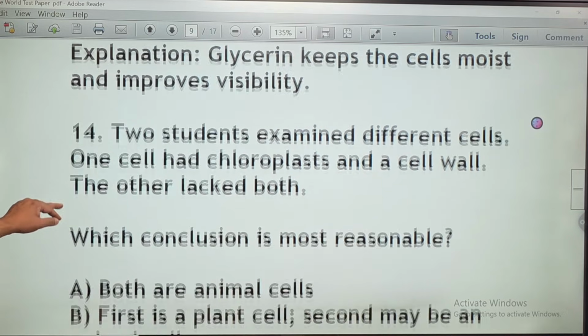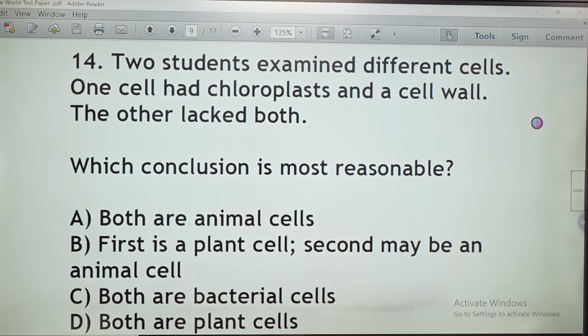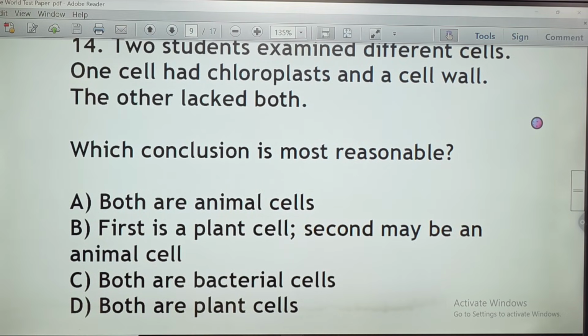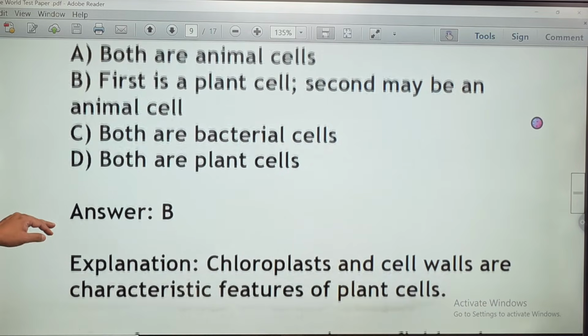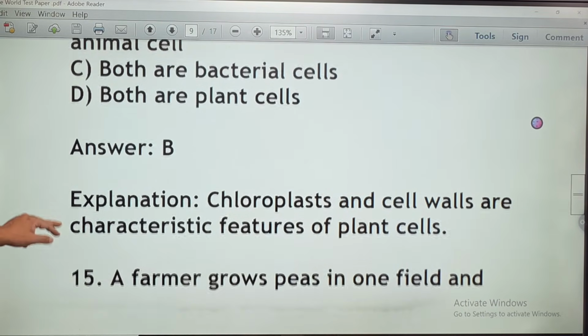Two students examined different cells. One cell had chloroplast and a cell wall, the other lacked both. Which conclusion is most reasonable? Both are animal cells. First is a plant cell, second may be an animal cell. Both are bacterial cells or both are plant cells. The correct option is B, that the first is a plant cell, the second may be an animal cell. Chloroplast and cell walls are characteristic features of plant cells.